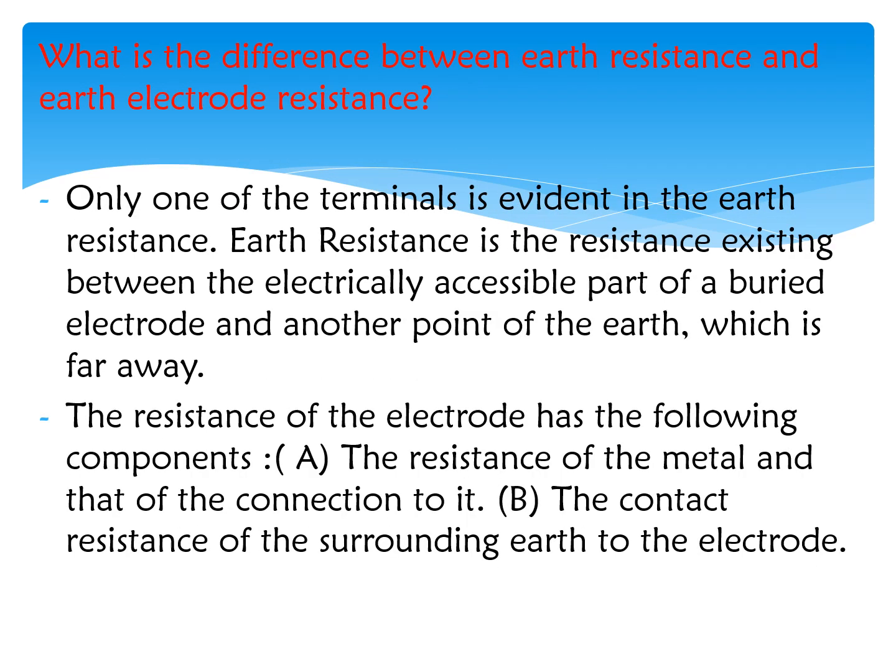What is the difference between earth resistance and earth electrode resistance? Only one of the terminals is evident in earth resistance. Earth resistance is the resistance existing between the electrically accessible part of a buried electrode and another point of earth which is far away. The resistance of electrode has the following two components. One, resistance of the metal and that of connection to it. Second, the contact resistance of the surrounding earth to the electrode.